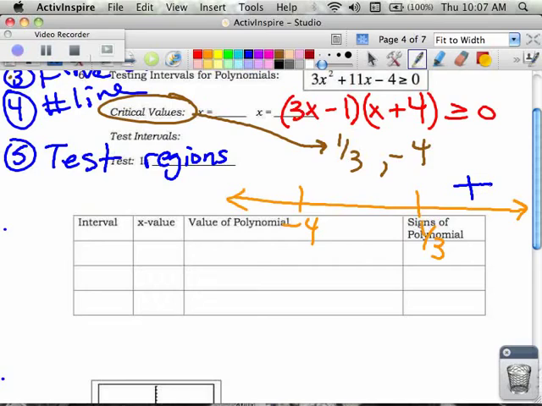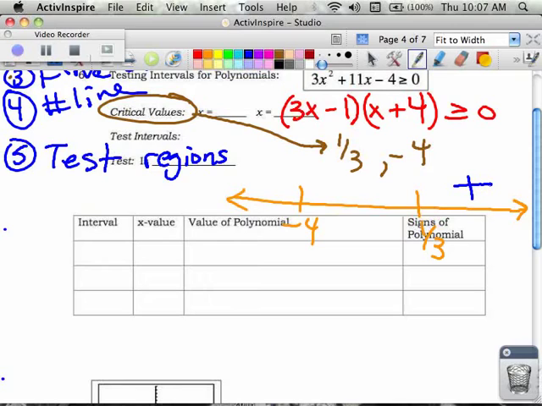Maybe that didn't make sense. Let's try another one. Let's look at the region in the middle here. I want to pick a really easy number in between -4 and 1/3. 0. 0 is a great number. If you get to pick 0, and 0 is not one of the critical numbers, always pick 0 for that region. Super easy. Let's take a look.